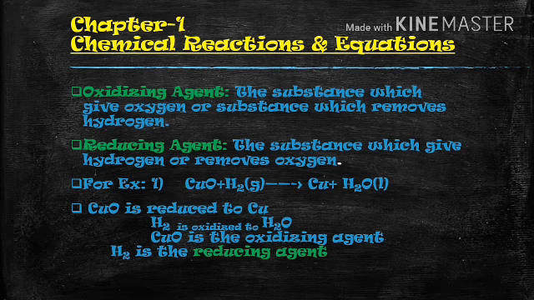For example, number 1, we have the equation CuO plus H2 in gas state gives the product Cu plus H2O in liquid state. Now CuO is reduced to Cu, we can see clearly from the equation, and H2 is oxidized to H2O because hydrogen gas reacted with oxygen and gets the product H2O, which includes oxygen in it. That's why H2 is oxidized to H2O, and CuO is the oxidizing agent and H2 is the reducing agent.